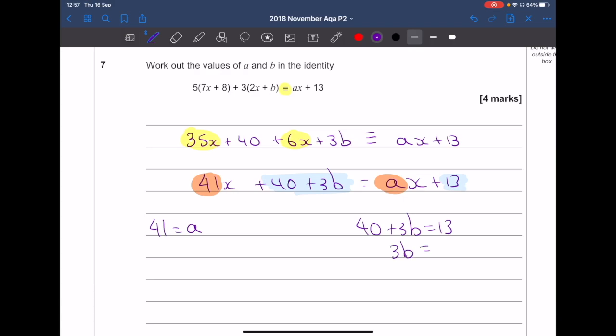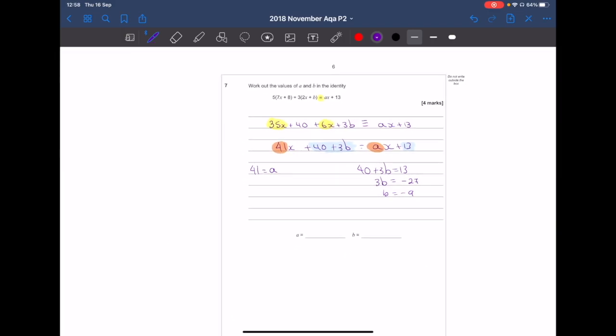3b equals 13, take away 40. So I've got minus 27. Minus 27 divided by 3 would give us minus 9. So your two answers are 41 and minus 9.